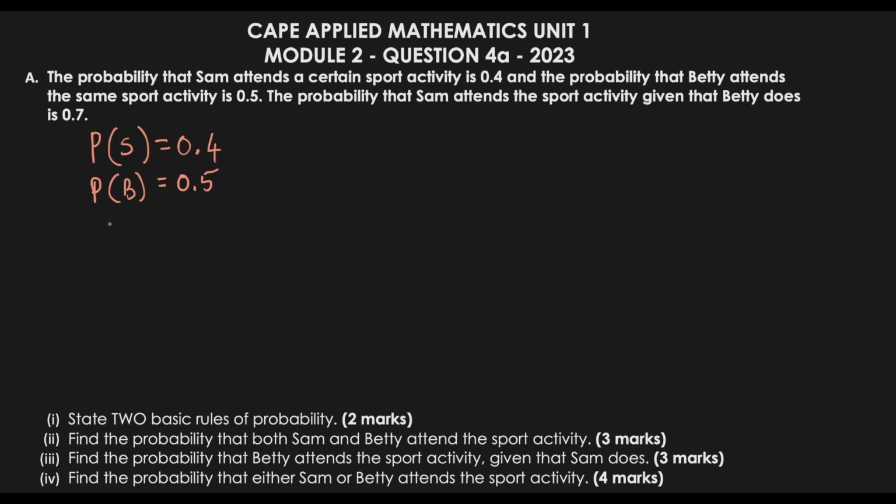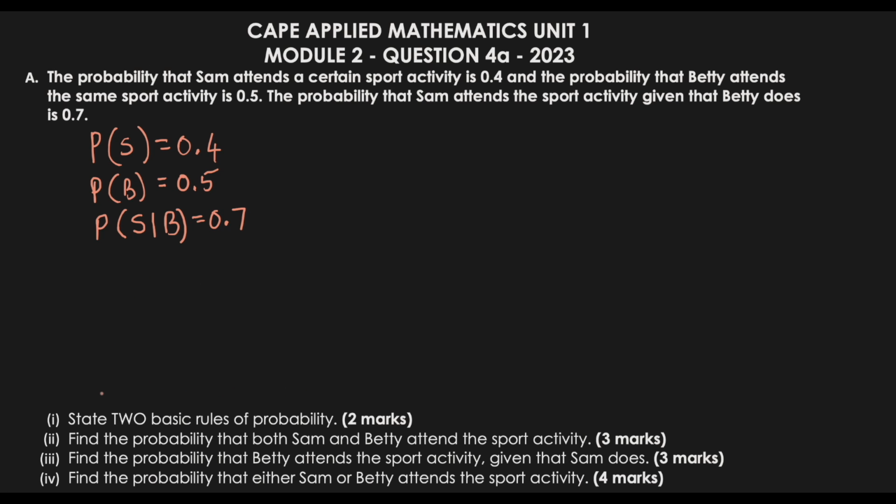So when we're talking about given, we're saying the probability that Sam attends. Sam is going to attend, but we have to consider that Betty is already there. So this is how we write it: P(S given B), Sam given that Betty is there, is equal to 0.7. So this is the information that we have been given so far, which we more than likely are going to use to answer these questions.